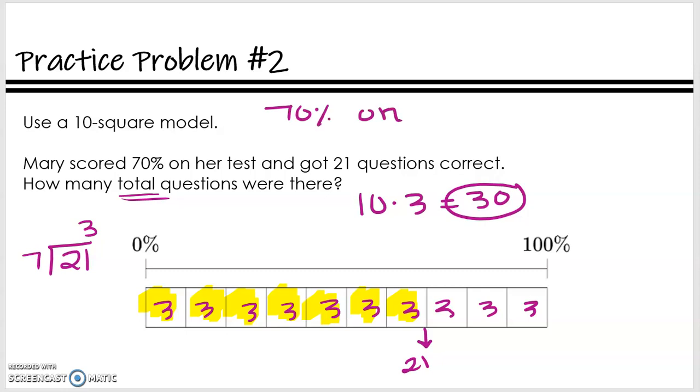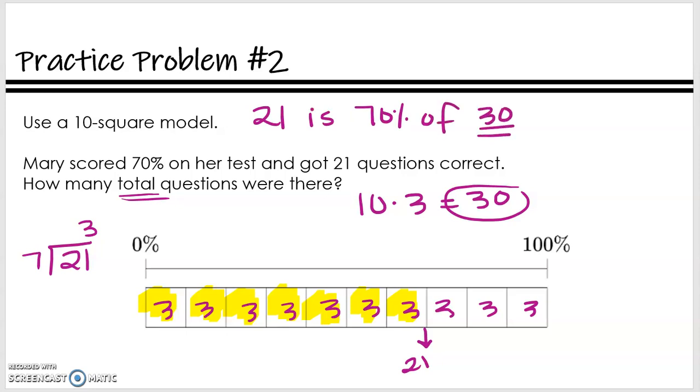Okay, there's our answer. But what that means is 21 is 70% of 30.